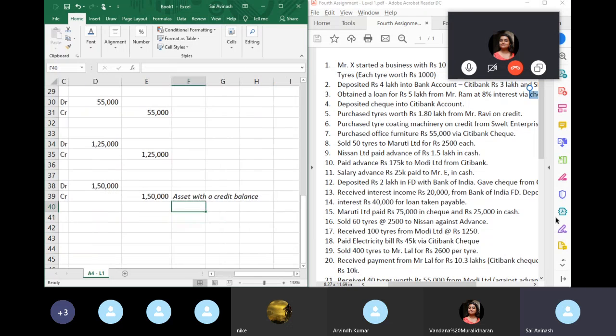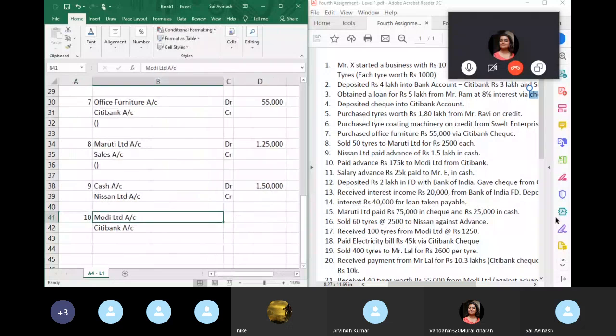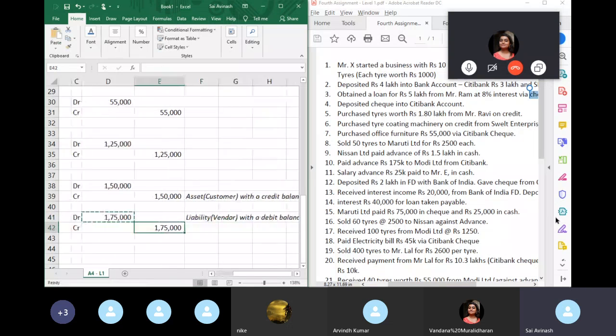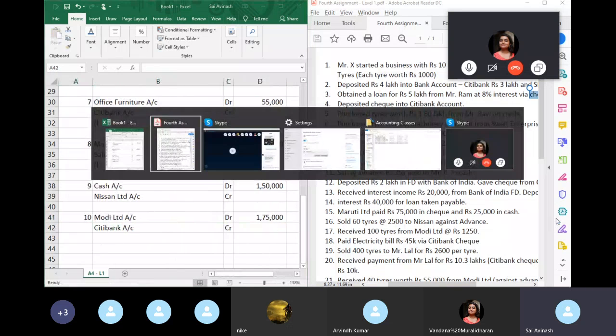But here, when I said asset earlier, I'll just use the word customer to give you a clearer picture. In this case, Modi Limited is a liability because he's a vendor, but with a debit balance. My bank balance reduces because I'm paying him in advance, and this is automatically debited. And the value is 1,75,000. Okay. Any doubts as of now?